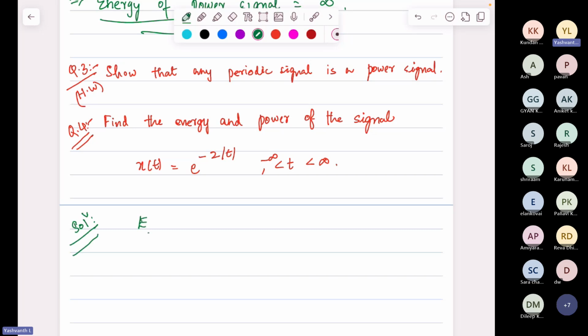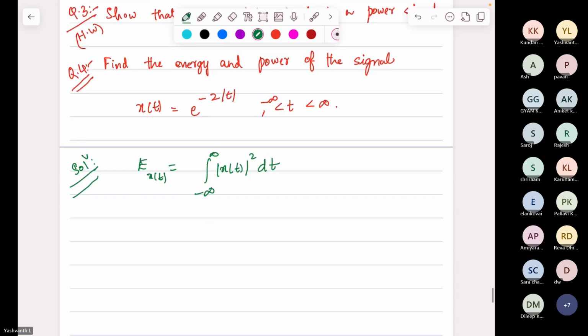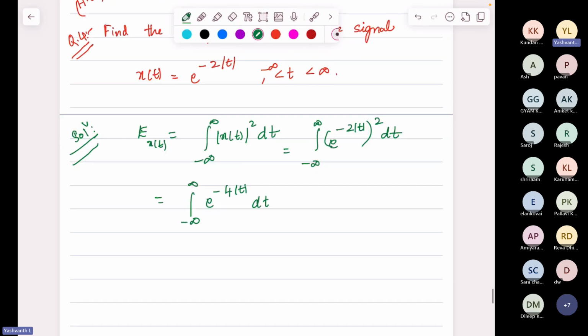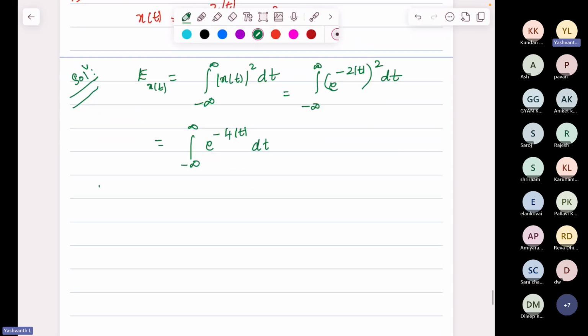That is, Ex is nothing but the integral from minus infinity to plus infinity of mod of x of t square dt. This is the same as the integral from minus infinity to plus infinity of e power minus 2 mod t square dt, which is the same as the integral of e power minus 4 mod t dt. Now you just need to compute the integral value. Now we know that mod t takes two values: t if t is greater than 0, or minus t if t is less than 0.